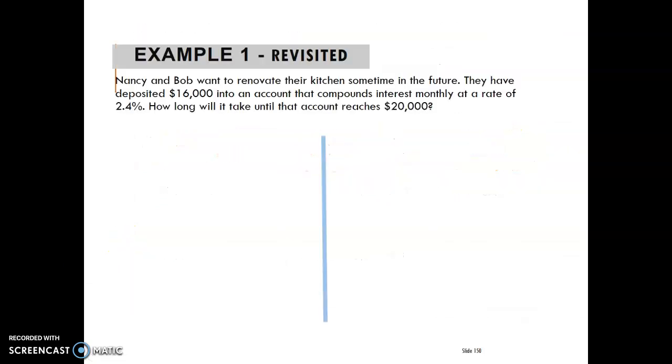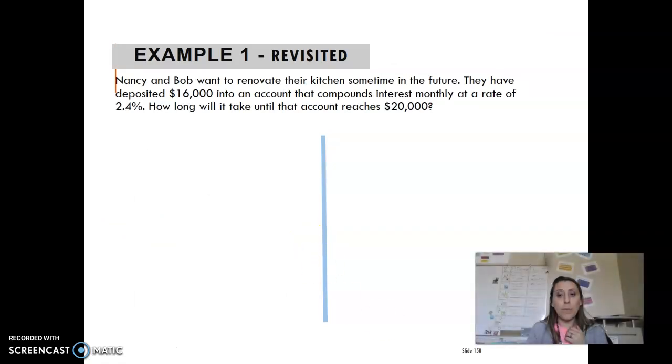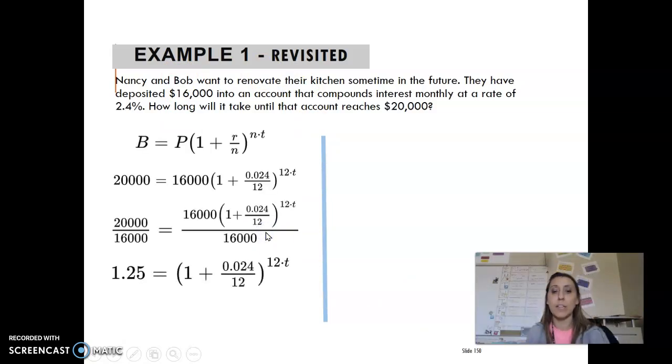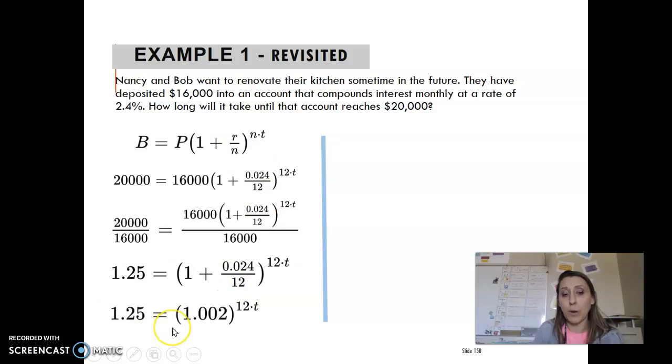Okay, we're going to come back to Nancy and Bob. So we're back at Nancy and Bob. Nancy and Bob still want to renovate the kitchen. So here's all the math we already did. If you want to hit pause and jot that back down, I have space for you on page 62. Okay, so now we're to the part where we stopped and we left. Now we want to solve.